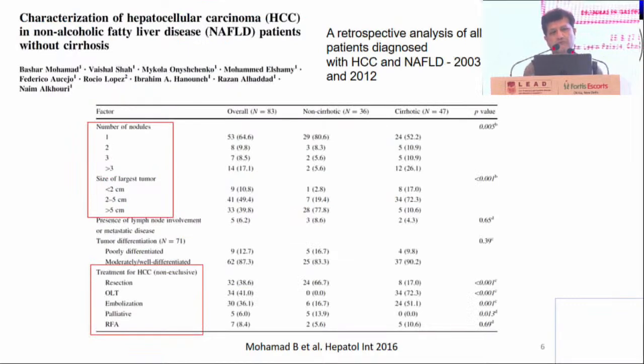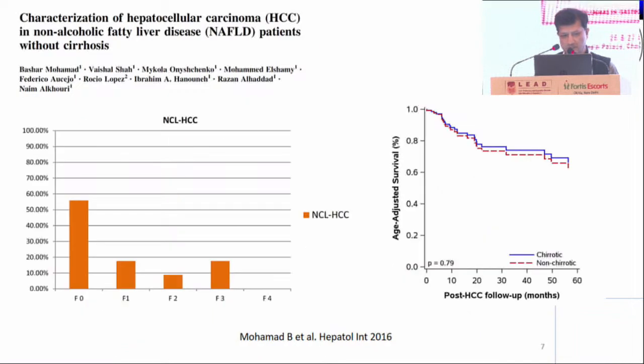Again confirming the same thing, this is another study which compared non-cirrhotic versus cirrhotic HCC. Look at this: the number of nodules is higher in a non-cirrhotic background, and the tumors are larger, because as I said, these patients are not on surveillance. And finally, the treatment usually is resection, less commonly other modalities, but we'll discuss some of these also. More commonly they are subjected to resection.